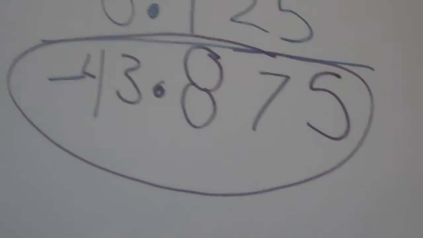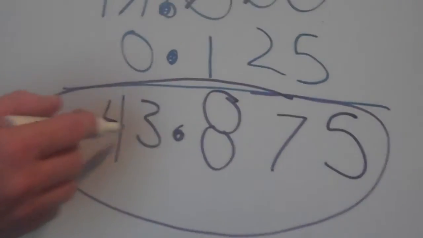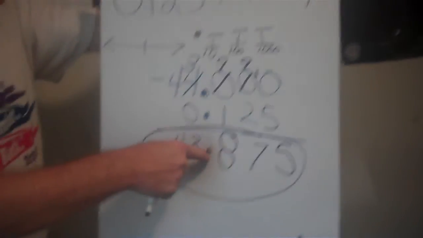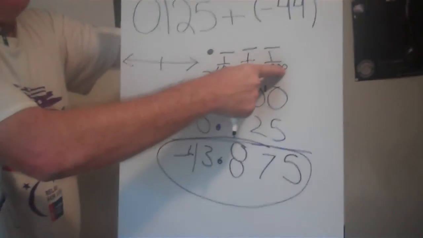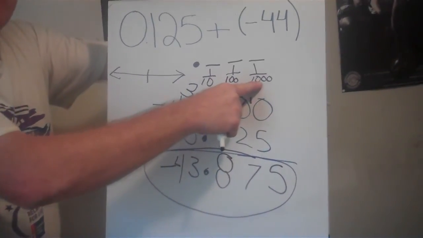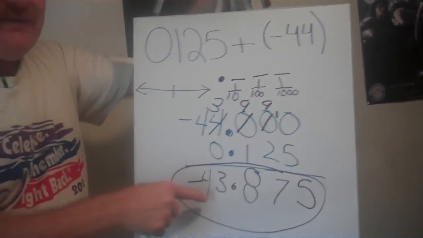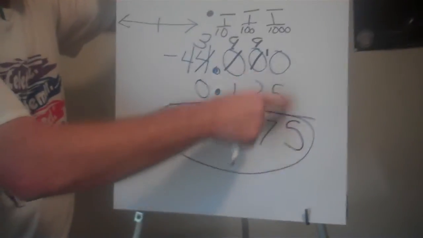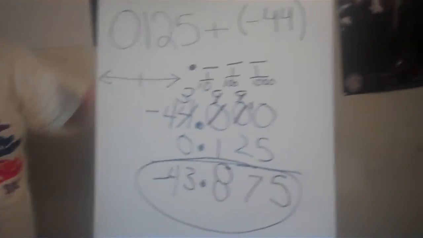After we get done keeping our decimal places and decimal point lined up, we see that the answer is negative 43, and since there's 3 places, 875 thousandths. Let's say that together. Negative 43 and 875 thousandths. And ladies and gentlemen, that's it for another lesson on ugly problems.